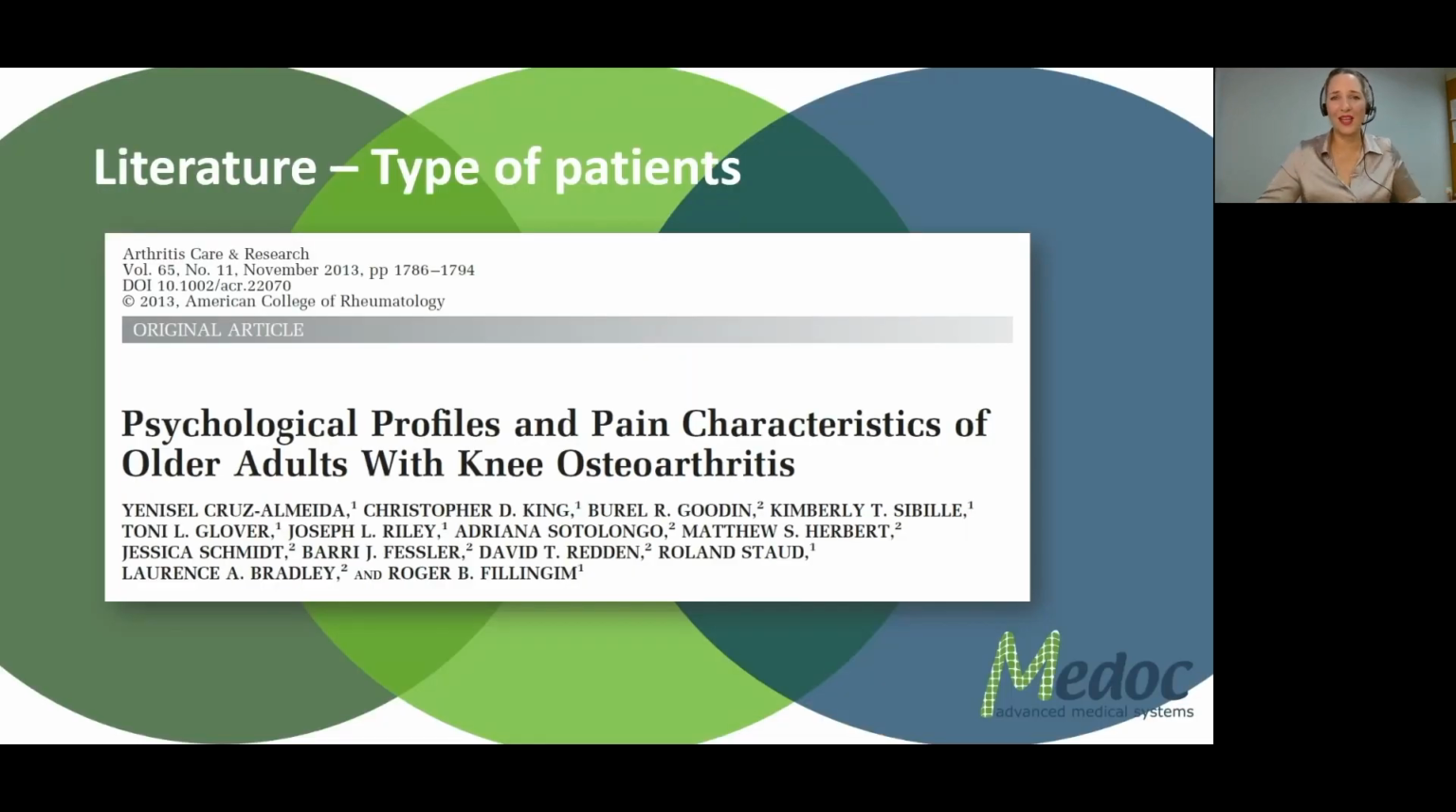I just want to show you a classic example of use of the AlgoMed, for instance, in knee osteoarthritis patients. This is a study by Yenisel Cruz-Almeida out of Gainesville, Florida in 2013. They had a very large group of 194 middle to older age knee osteoarthritis patients, and they wanted to identify psychological profiles within those patients, and they compared them and put them in clusters according to the psychological profiles. They also had QST findings where they looked at heat pain thresholds and tolerance, but also at pressure pain thresholds at different sites.